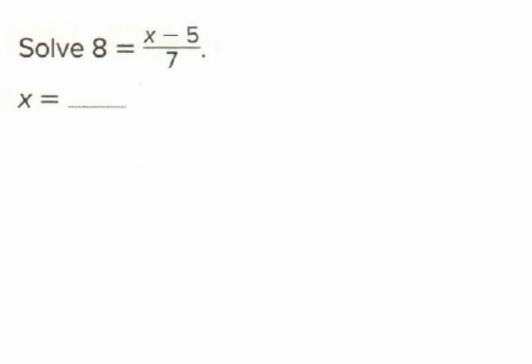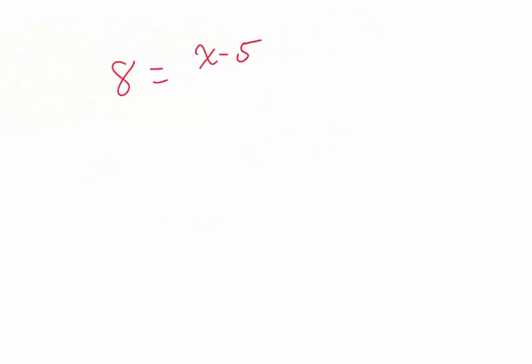We want to solve this one, and this one is 8 is equal to x minus 5 over 7. Now we want to get rid of the denominator first, because the top and the bottom are actually supposed to be like groups. So we want to get rid of the group on the bottom first. And the way to get rid of that is to multiply both sides by 7.